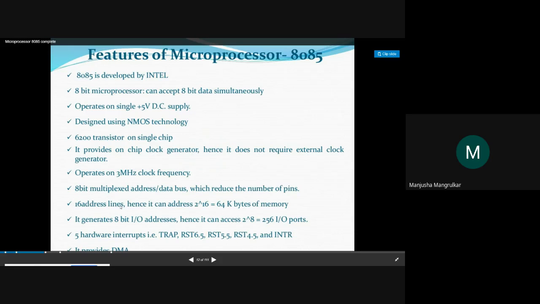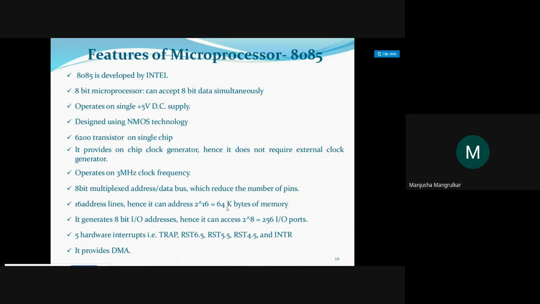It has 16 address lines, and hence it can address 2 to the power 16, which is 64 kilobytes of memory, the maximum we can interface to the 8085, right? It generates 8-bit input output addresses, hence it can access 2 to the power 8, that is 256 input output ports, right?